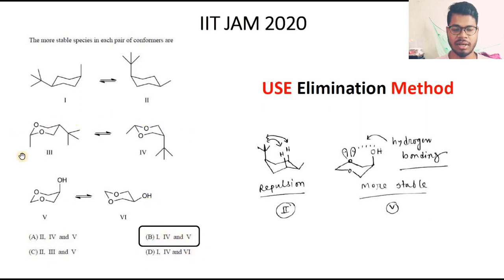So even if you don't know the correct option between 3 and 4, you can still choose the correct answer through this kind of hydrogen bonding. This method is called the elimination method. So you are eliminating A and C first, then D in your last stage.